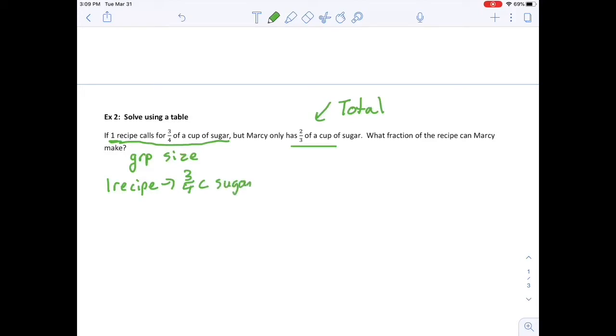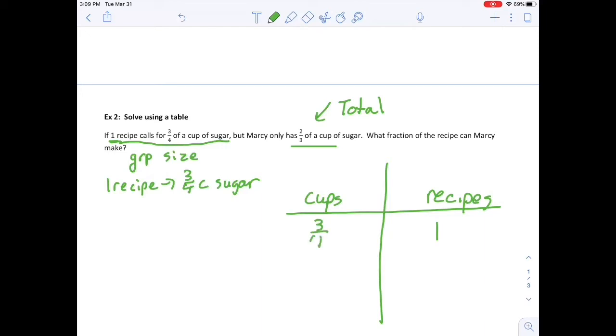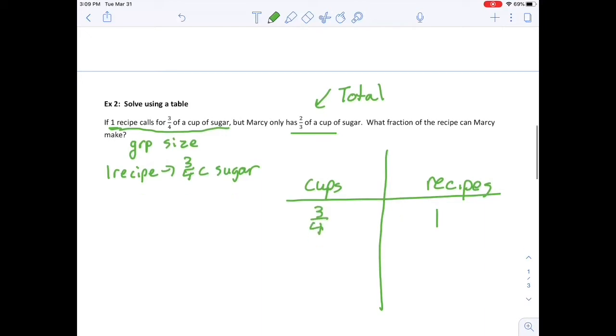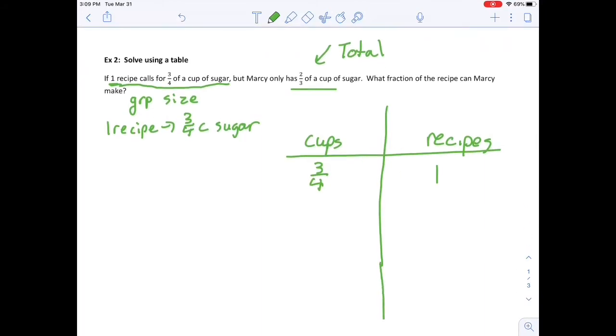So let's go ahead and set up a table. We have our cups of sugar and we have our recipes. We know that one recipe calls for 3/4 of a cup of sugar, and we're trying to figure out if we have 2/3 of a cup of sugar, how many recipes can we make?